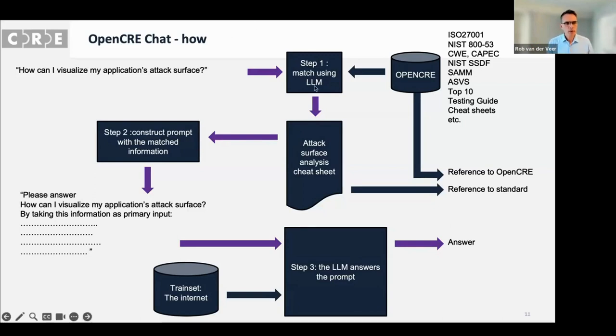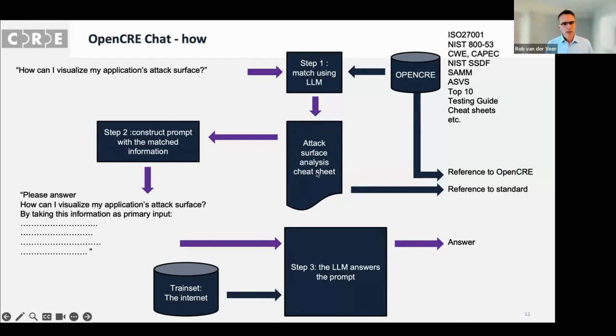So we do that, and what it returns is the element that matches the best, which in this case is a cheat sheet on attack surface analysis, which is a document that is in our database, and it originates from the cheat sheet project of OWASP. And that content is combined to construct a new prompt that will be sent to the large language model. And the new prompt is, dear large language model, please answer, how can I visualize my application's attack surface, the original question, together with, by taking this information as primary input, the information of that cheat sheet.